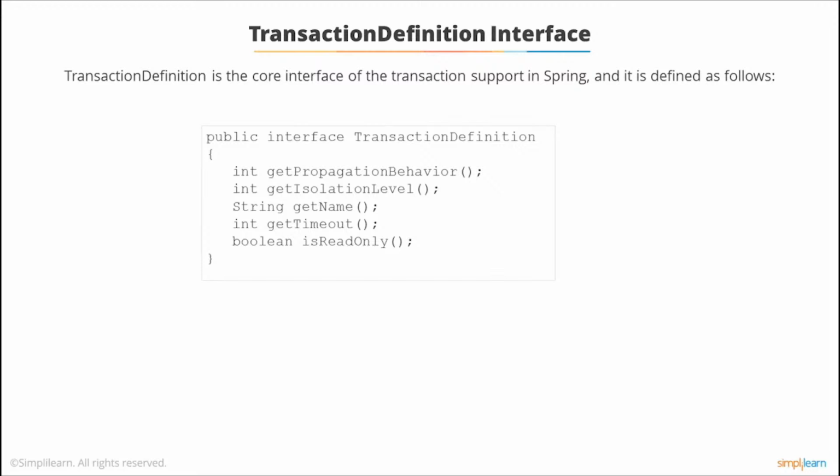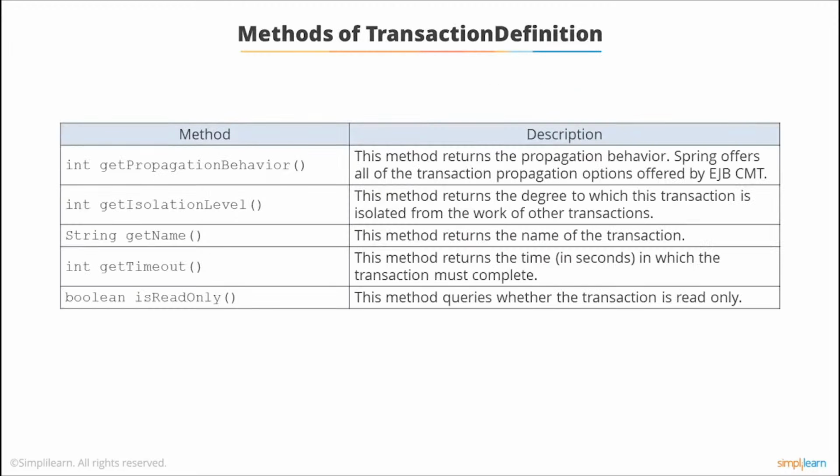Here we have the TransactionDefinition, which is the core interface of the transaction support in Spring, and it is defined as follows. We have the getPropagationBehavior method, where Spring offers all of the transaction properties and propagation offered by EJB-CMT. getIsolationLevel returns the degree to which the transaction is isolated from work of other transactions. getName returns the name of the transaction. getTimeout returns the time in seconds in which the transaction must complete. And isReadOnly.